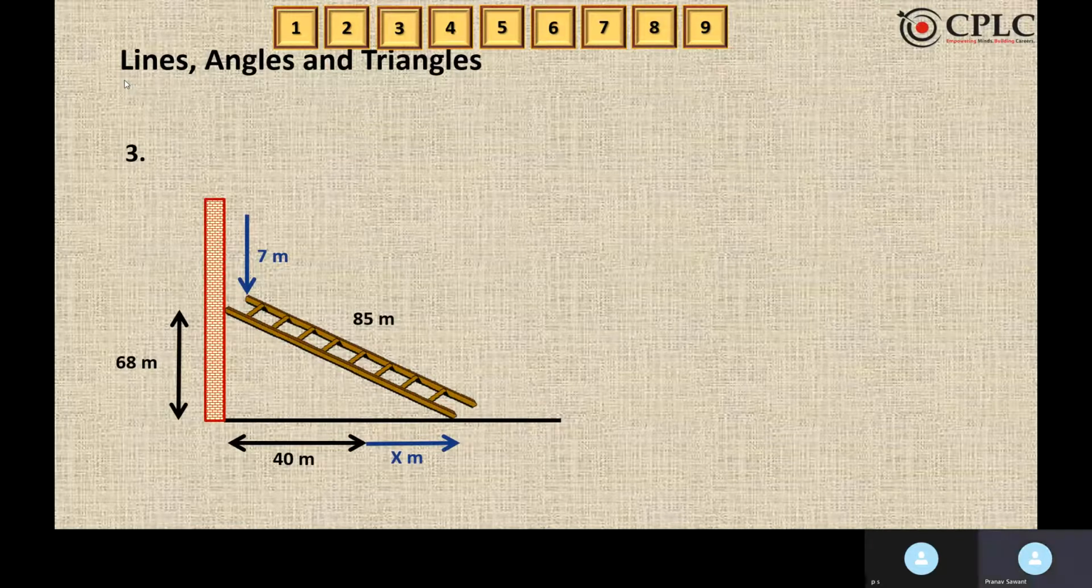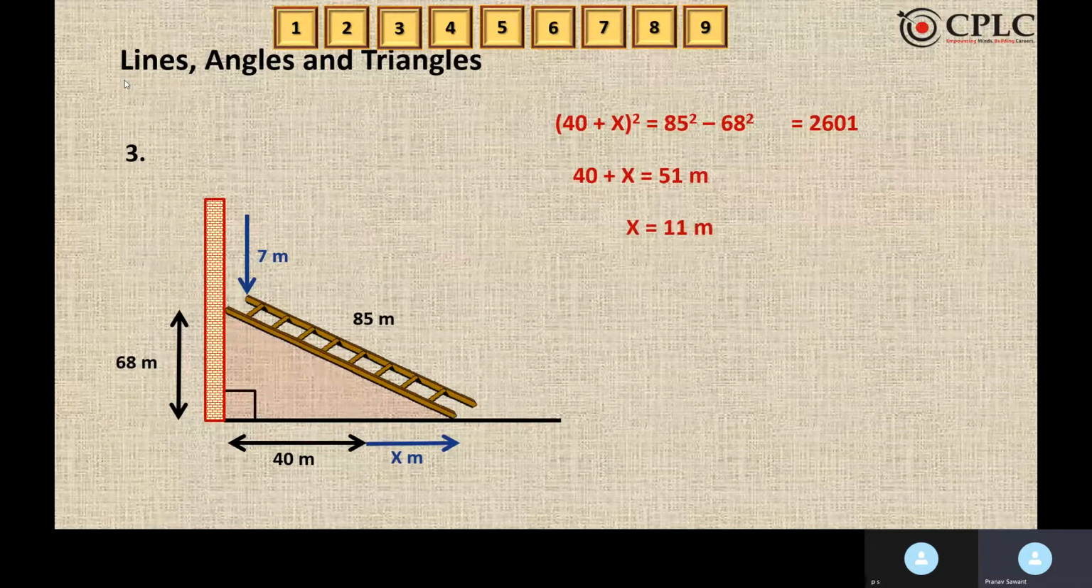Now again, we'll make use of Pythagoras theorem only. But in this case, the height of the wall won't be 75 but 68 because the ladder has slipped by 7 meters. Hence, again by applying Pythagoras theorem, that is 40 plus x the whole square is equal to 85 square minus 68 square. After solving this, we'll get the value of x as 11.